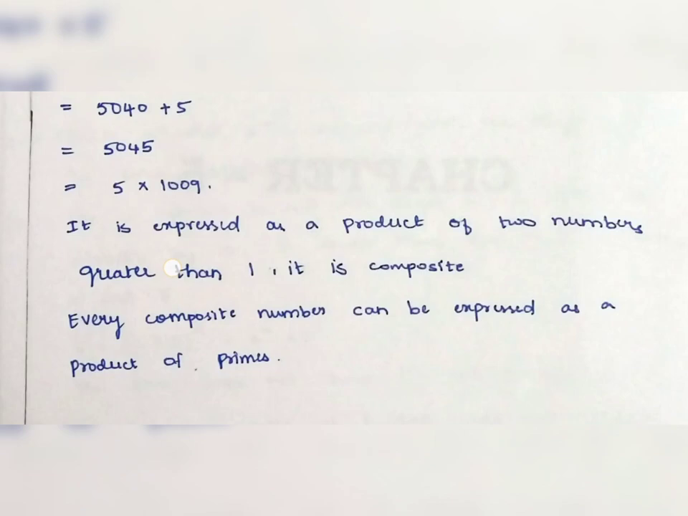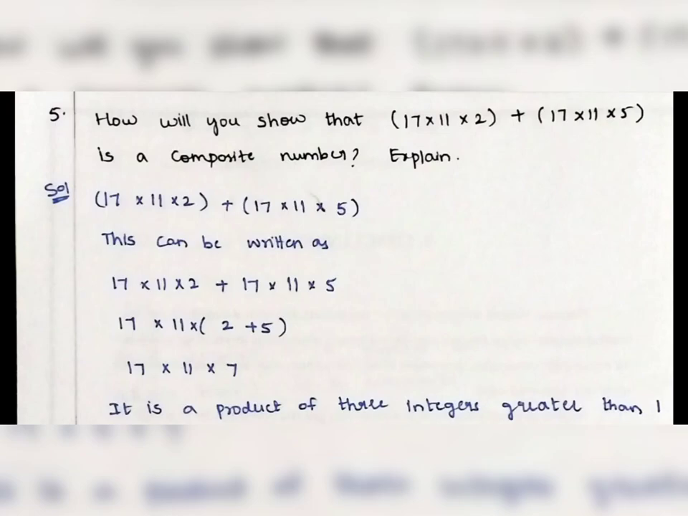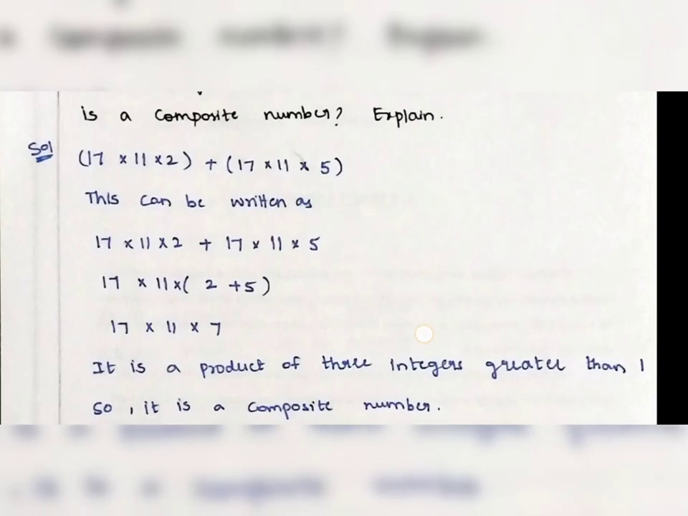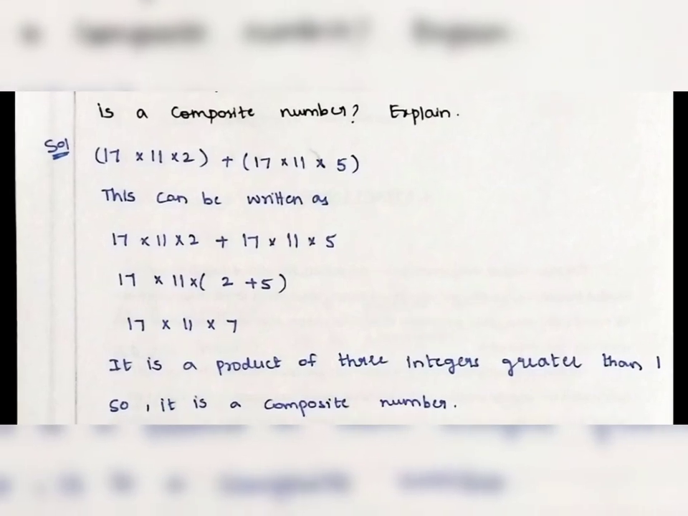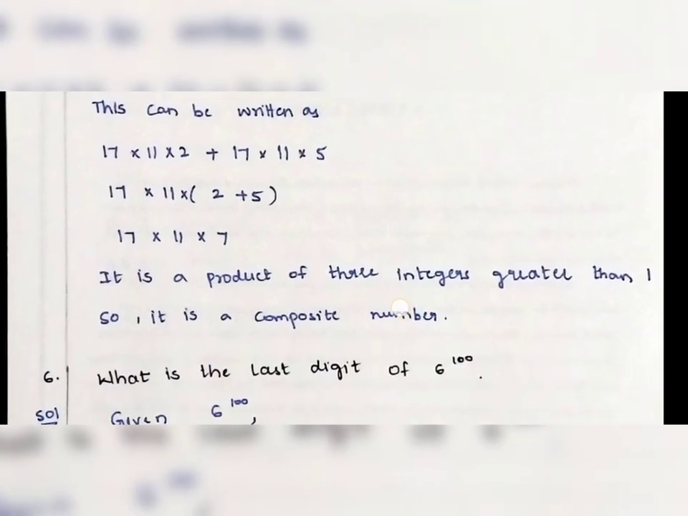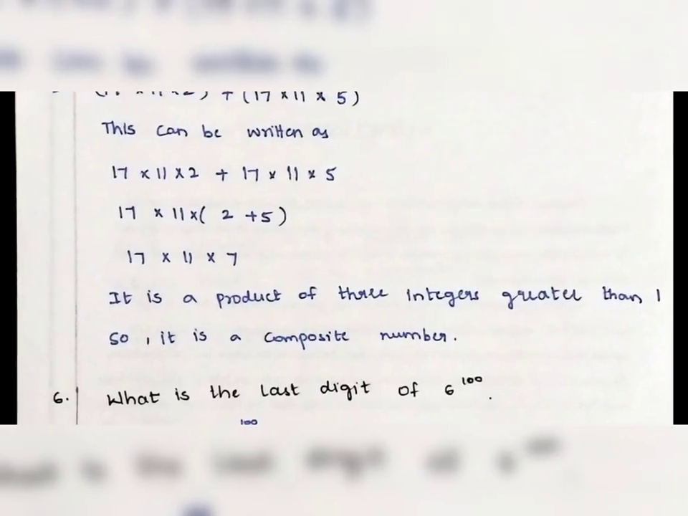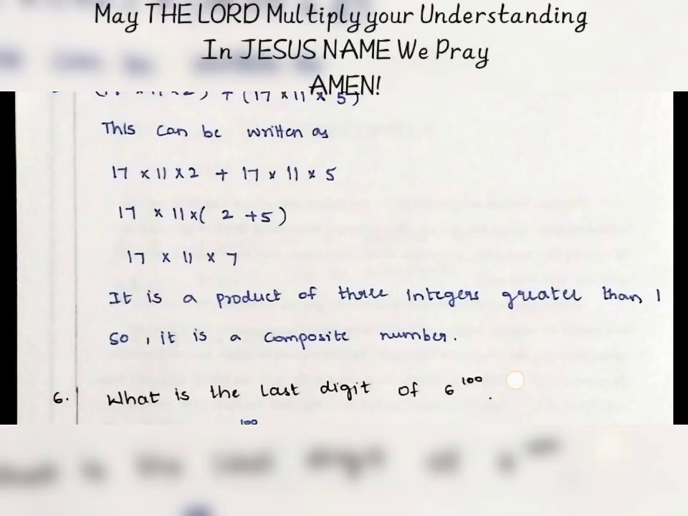Next, coming to the fifth question, that is: how will you show that 17 into 11 into 2 plus 17 into 11 into 5 is a composite number? Explain. So first this can be written as 17 into 11 into 2 plus 17 into 11 into 5. If we take 17 into 11 common from both the terms, we get 17 into 11 into 2 plus 5, that is 17 into 11 into 7. So it is a product of 3 integers greater than 1. It is not just 2, it is 3 numbers greater than 1. As per the definition of composite number, it is a product of 3 numbers, so it is a composite number.